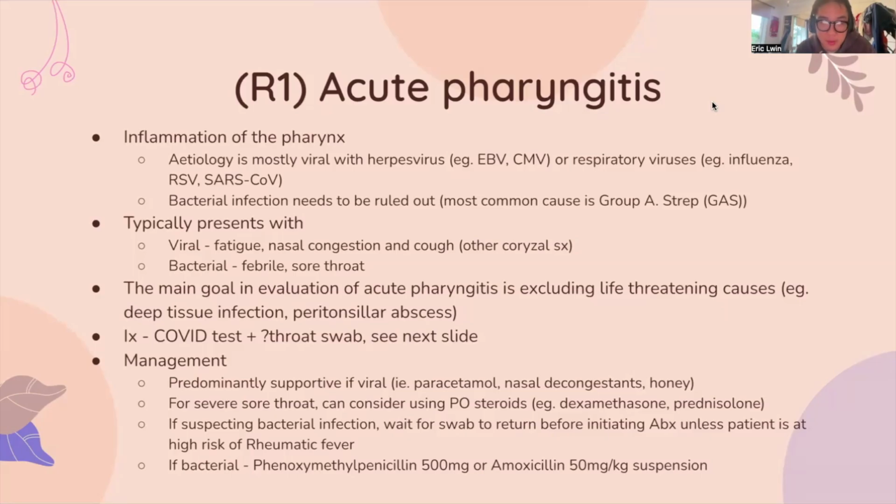You should wait for the swab to return before initiating antibiotics, unless the patient is at high risk for rheumatic fever. So, risk factors for rheumatic fever, like if you have a rheumatic heart valve, if you've had a recent dental procedure, if you're immunocompromised, and if you're of Aboriginal or Torres Strait Islander origin. Otherwise, you can usually wait to initiate antibiotics. If you have a confirmed bacteria and sensitivity on your throat swab, you can initiate antibiotics, which is with phenoxymethylpenicillin or amoxicillin suspension.